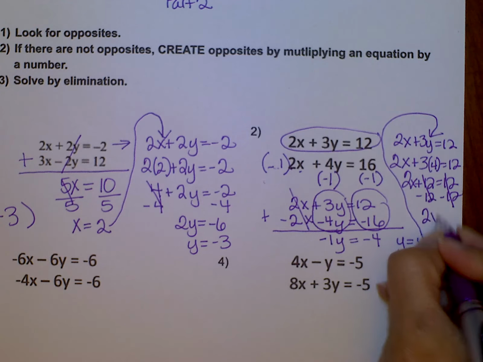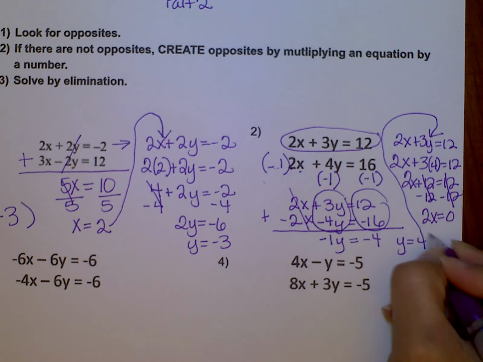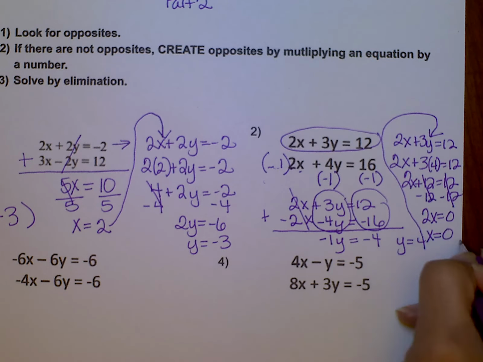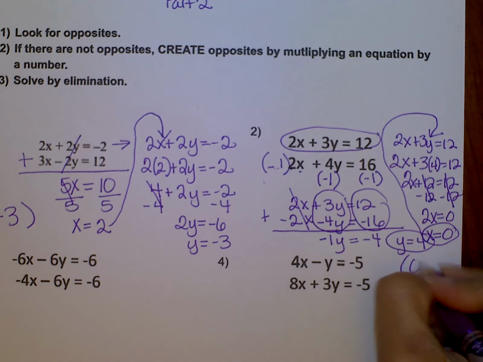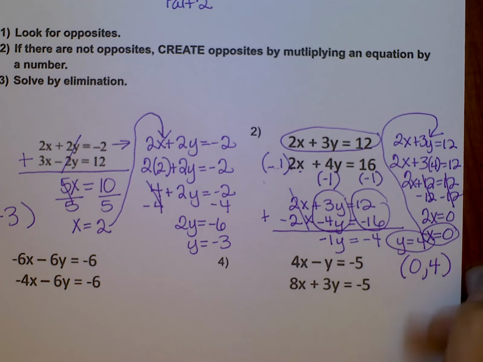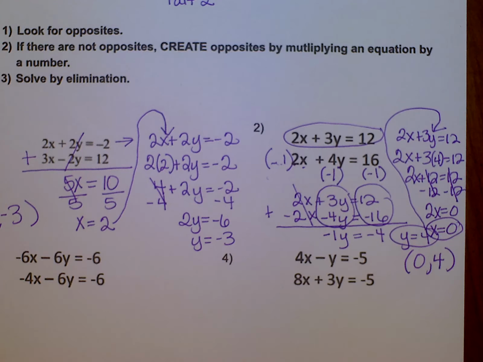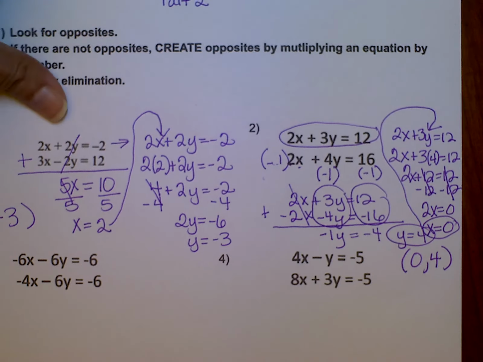I've got 2x equals 0, so x equals 0. So I've got y is 4 and x equals 0. So how do we write this? 0, 4. Okay? So I'm going to do a couple more, and then you guys are going to work on one.